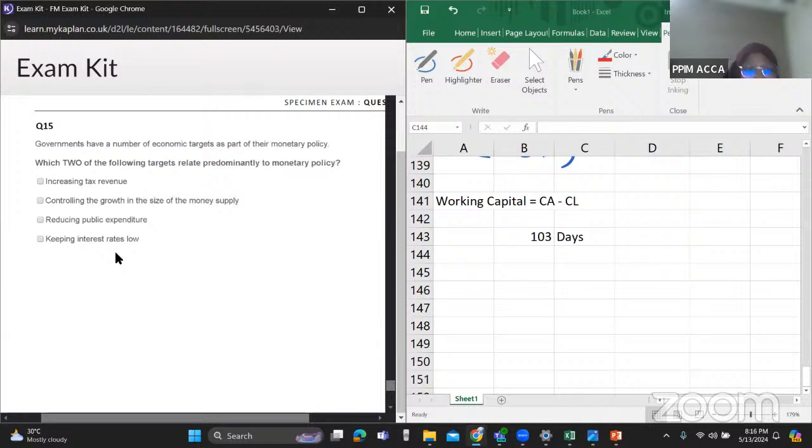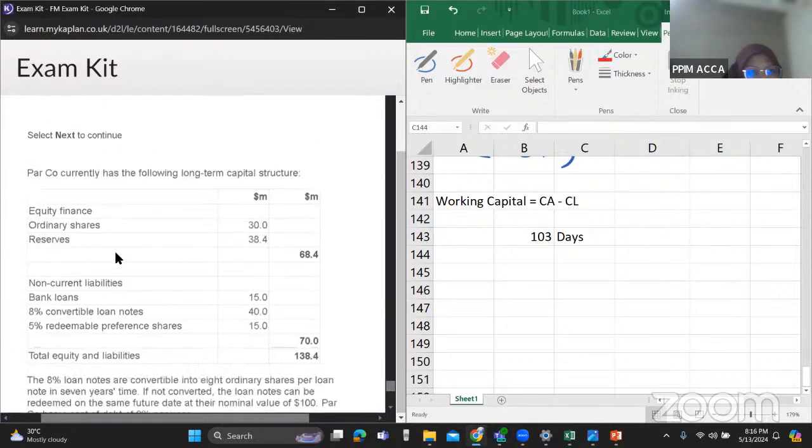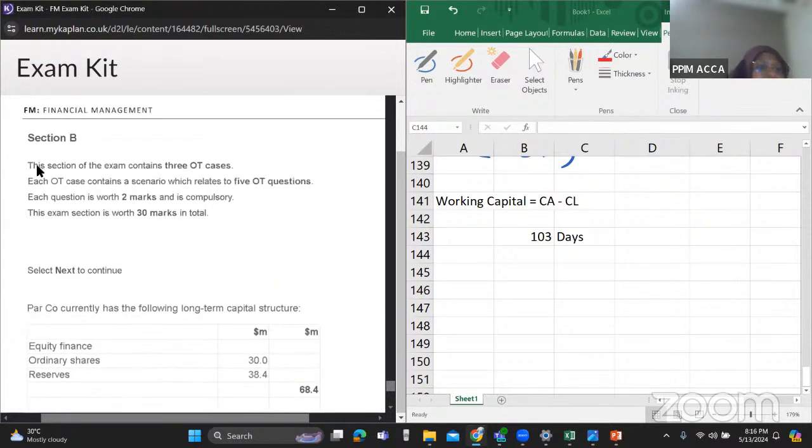So that's it for section A, right? So at this point, 30 marks of your question done, right? So now let's move on to MTQs. Okay, so it says here, this section of the exam contains 3 OT questions, objective test questions. Each OT case contains a scenario which relates to 5 OT questions.